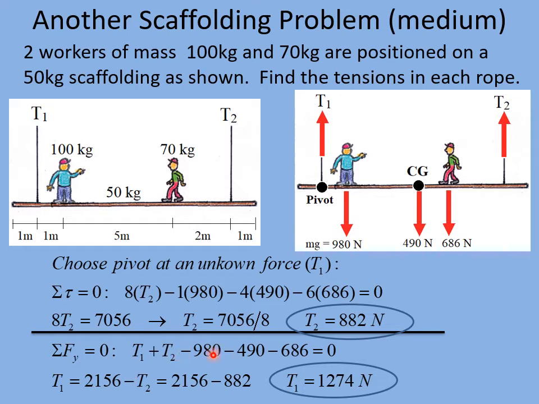Remember, T2, we just figured out here, is equal to 882. So once we plug in 882 here for T2, we can just on our calculator add all these numbers together and bring it to the other side to solve for T1, and we end up with T1 is 1,274 newtons. So again, in these problems, you can see our strategy is we're doing two things. We're summing up the torques and setting them equal to 0, and then we're summing up the forces and setting them equal to 0.